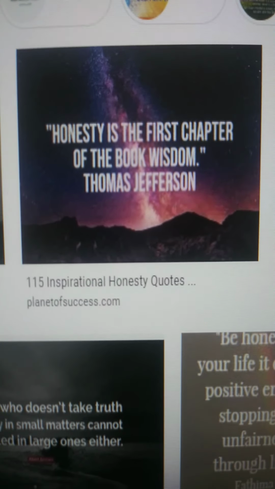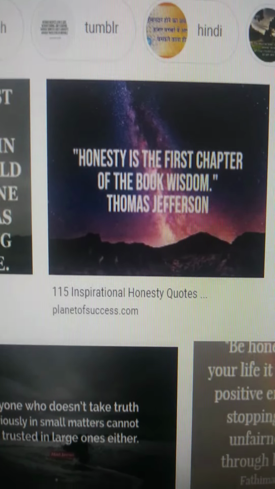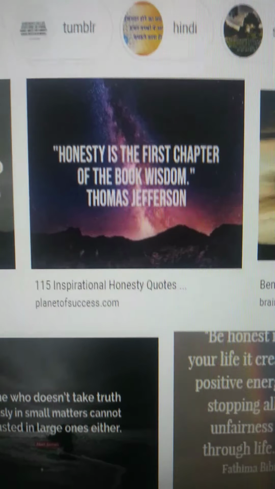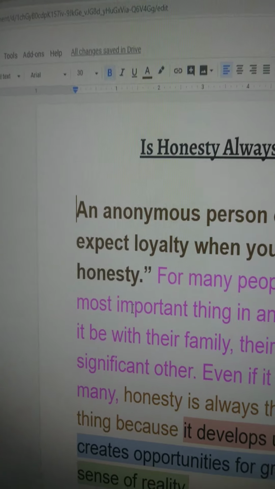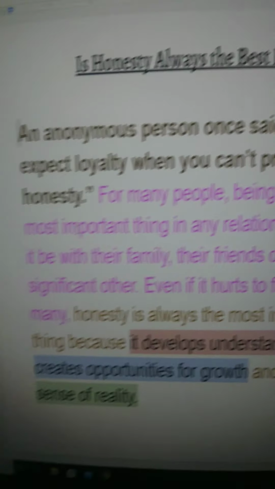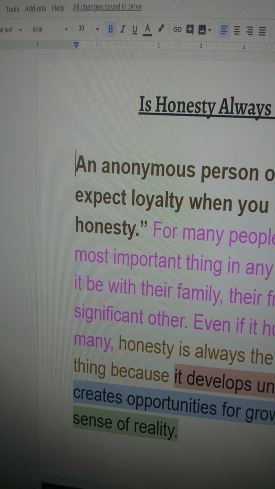Honesty is the first chapter of the Book of Wisdom. Thomas Jefferson once said, honesty is the first chapter of the Book of Wisdom. And then keep talking. Honesty is the best policy. Benjamin Franklin. Here's what I did. I got one from someone who I couldn't find, so I just put, an anonymous person once said, don't expect loyalty when you can't provide honesty. And then I kept talking.